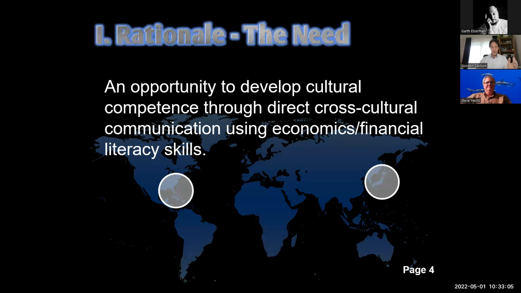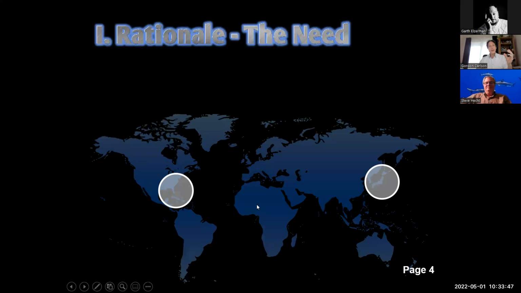First, we start out with a need. As you might guess, there are limited opportunities for learners in outer circle communities such as Korea and Japan to interact with people from other cultures. And often young people in the US have not ventured out very far themselves. Unfortunately, all too often, TV, YouTube, media, TikTok, etc., are the only exposure that they have to different segments of society, and that results in misconceptions and skewed images of people from other origins. That's why we designed an opportunity to develop cultural awareness through direct cross-cultural communication using economics and financial literacy skills. That sounds a little strange, but we'll try and explain that a little more later.